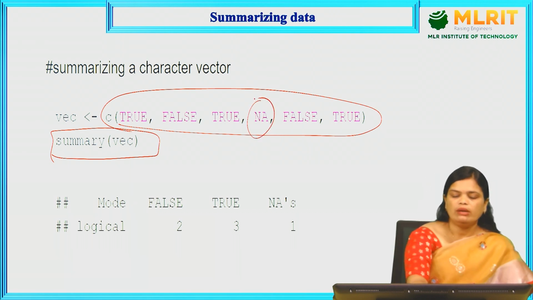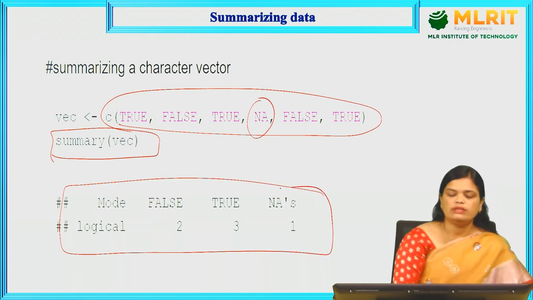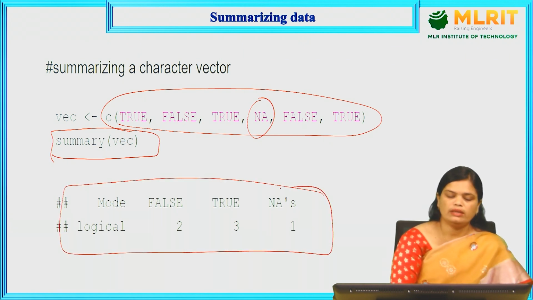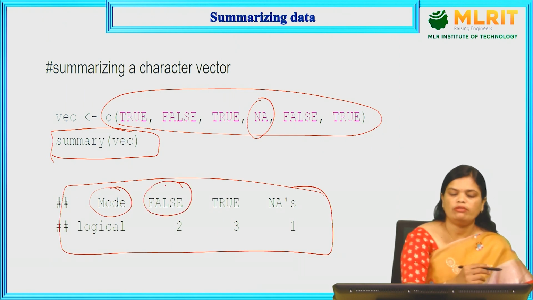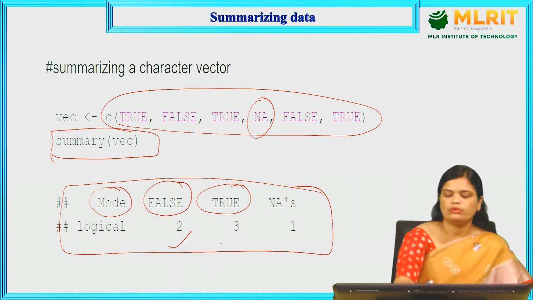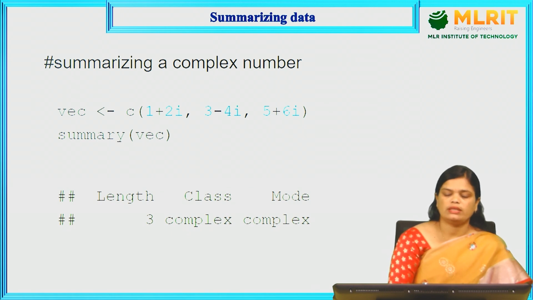So it will be displayed in this format. It will be displayed in the levels. The mode is logical. How many number of false are there? 2. How many number of trues are there? 3. How many number of NAs are there? 1. Next one is when we summarize the complex data.